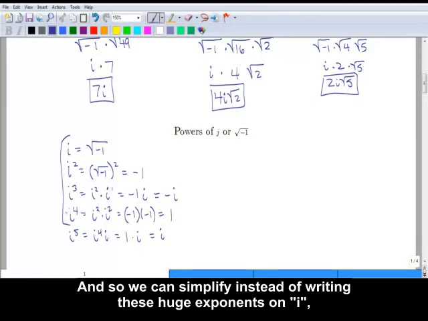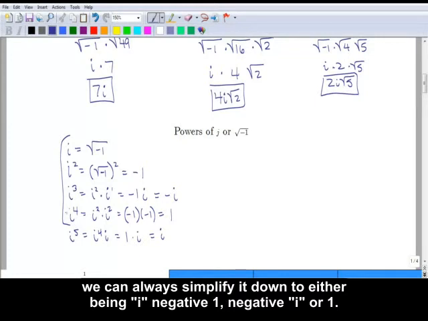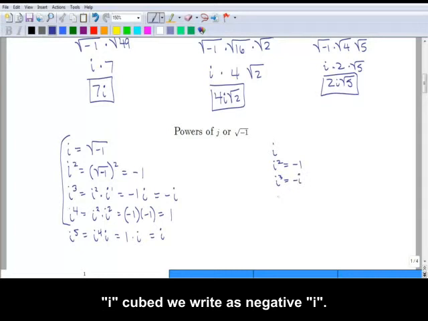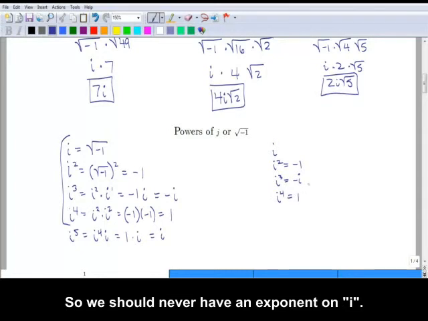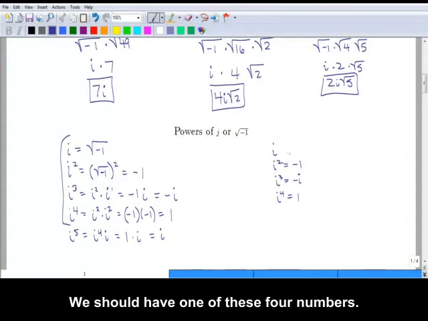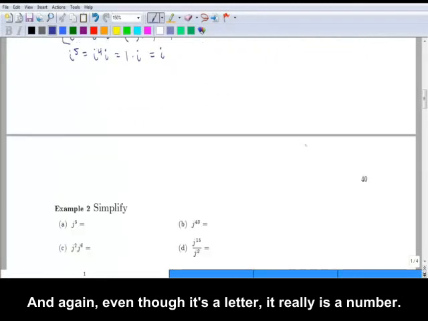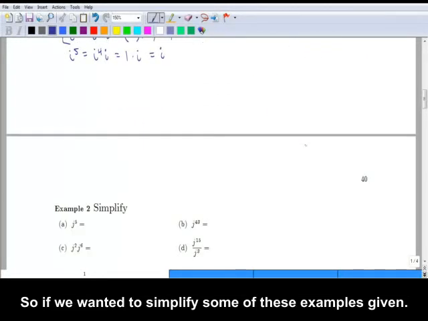And so we can simplify it. Instead of writing these huge exponents on i, we can always simplify it down to either being i, -1, -i, or 1. So we have i squared we write as -1, i cubed we write as -i, and i to the 4th is 1. So we should never have an exponent on i. We should have one of these 4 numbers. And again, even though it's a letter, it really is a number.